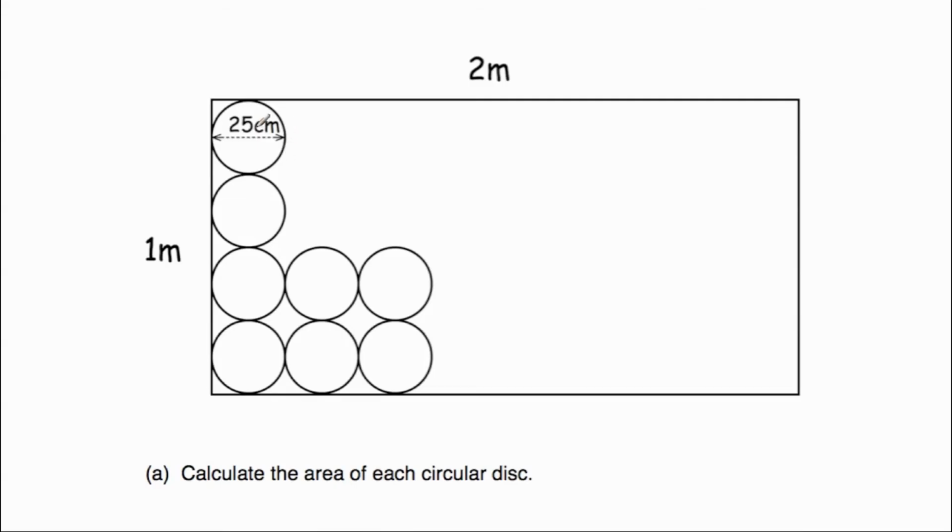Okay, so let's have a look at it. Here we've got our sheet of metal and he's removed 1, 2, 3, 4, 5, 6, 7, 8 circular discs from that sheet of metal.